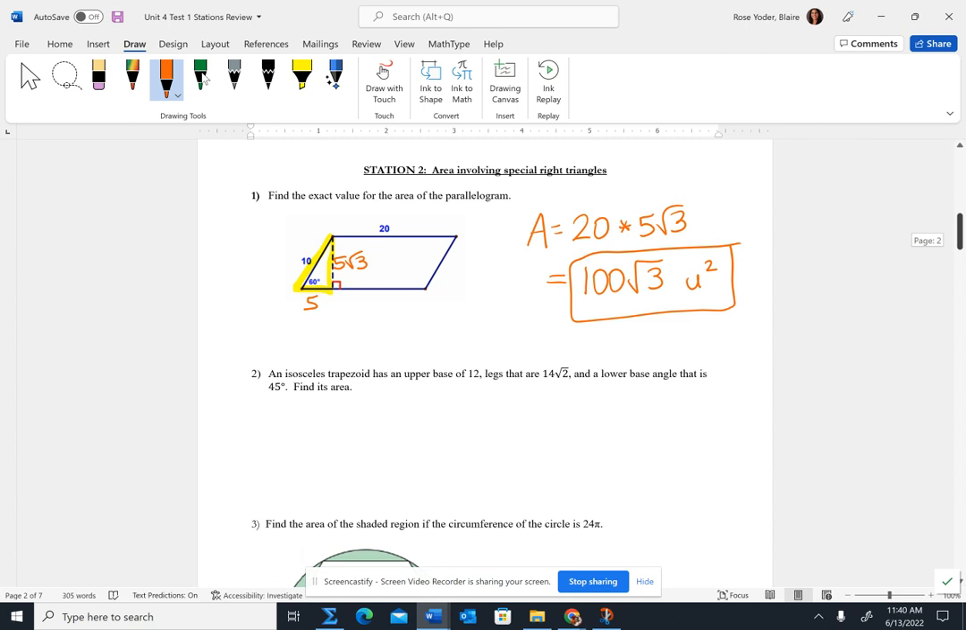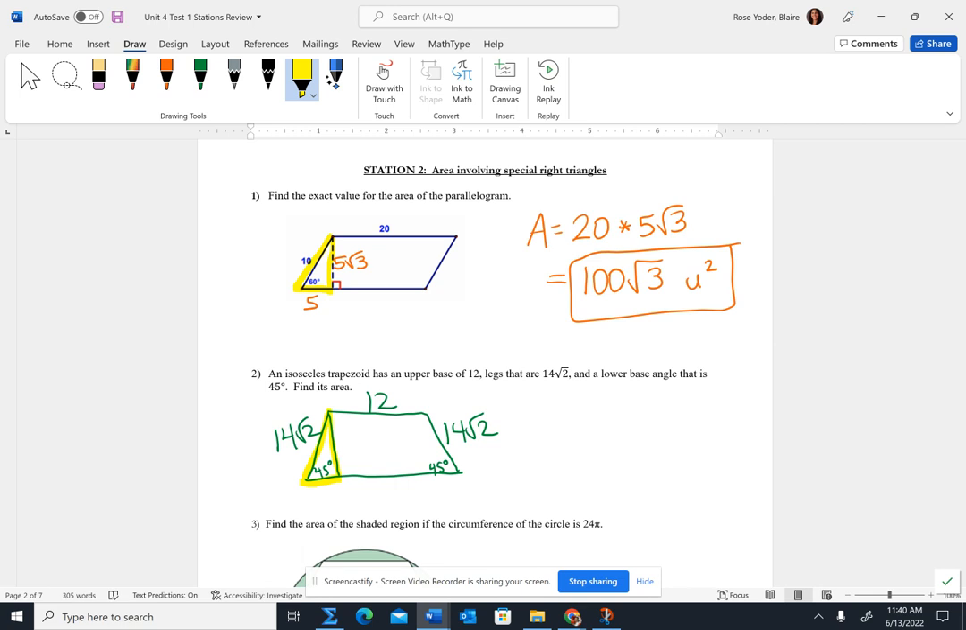Let's move on to question number 2, which involves drawing a picture. We have to draw an isosceles trapezoid. The upper base is 12, and the legs are 14 root 2. It's isosceles, so I put a 14 root 2 by both legs. The lower base angle is 45, so that actually means both lower base angles are 45 degrees because it's isosceles. So I'm going to draw in a height. And it's not exactly drawn to scale, but do you see my 45, 45, 90 triangle?